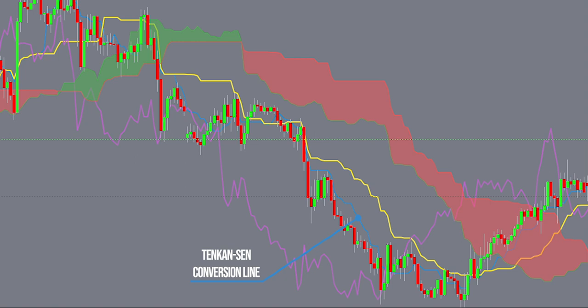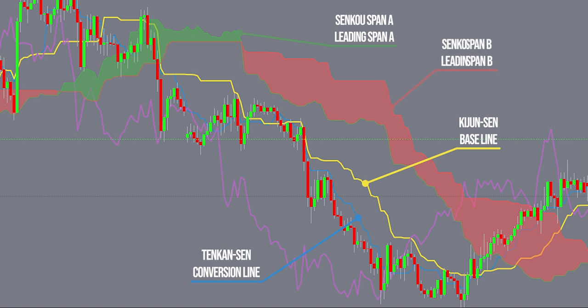Okay, so we've got the conversion line, we've got the Kinju Sen, or the baseline as it's also known, we have the Senku span A, which is the leading span A, we have the Senku span B, which is the leading span B, and then lastly we have the Chiku span, or also known as the lagging span.